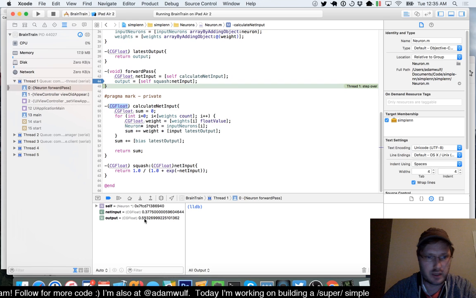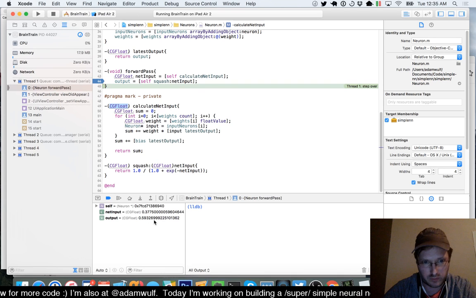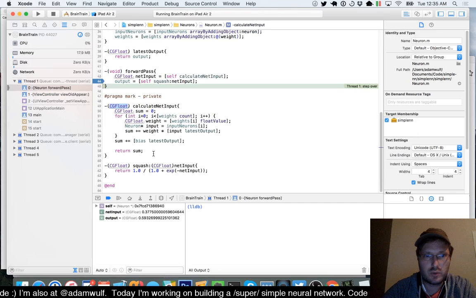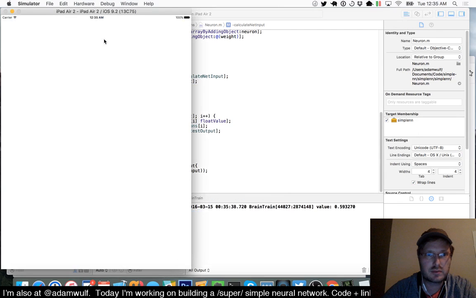Oh no, it's just rounding in the printf. So yeah, we got that. I was going to say that should not be a rounding error already. So 69925, blah, blah, blah, right? We did it. So carrying on the same process for H2, we should get some other value.